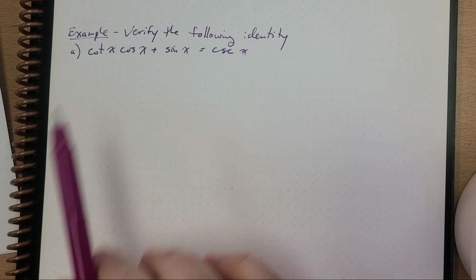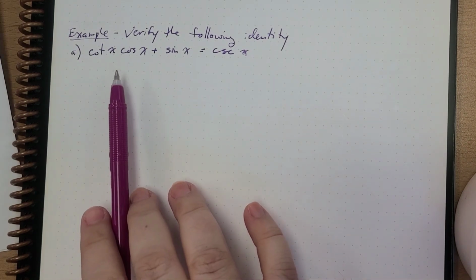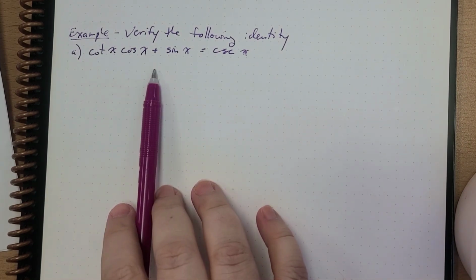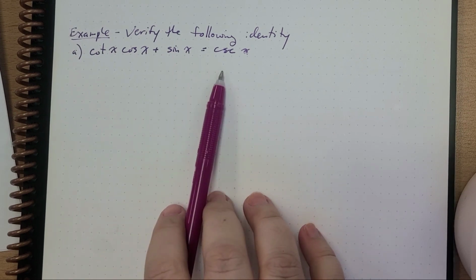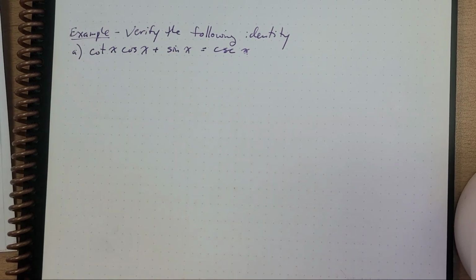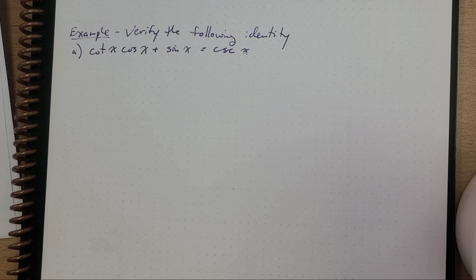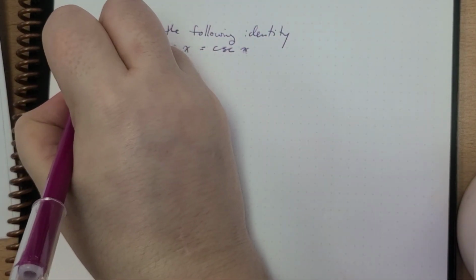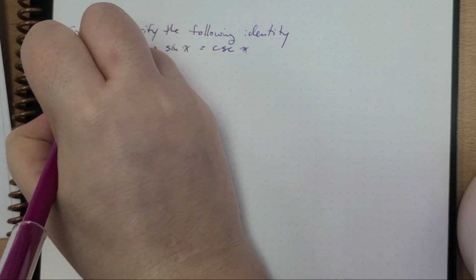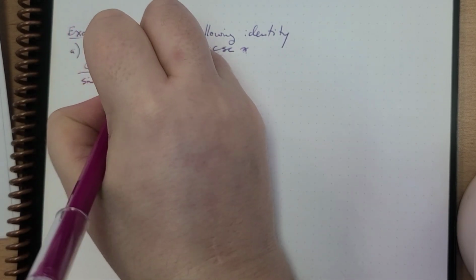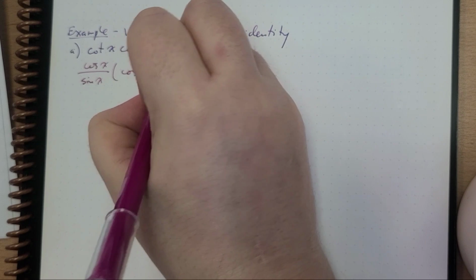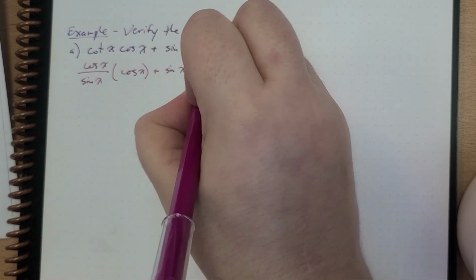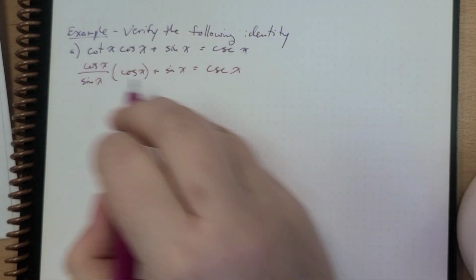We are given cotangent x times cosine x plus sine x is equal to cosecant x. So first we'll rewrite it in terms of sine and cosine. So this is cosine of x over sine of x times cosine of x, plus sine of x, is equal to cosecant x. Just leave that there because we're trying to verify.